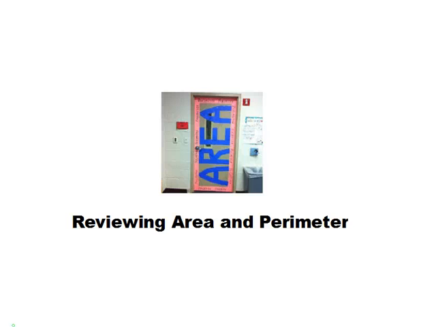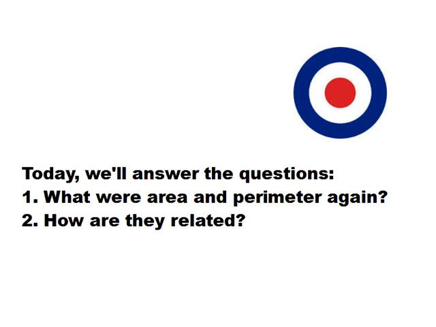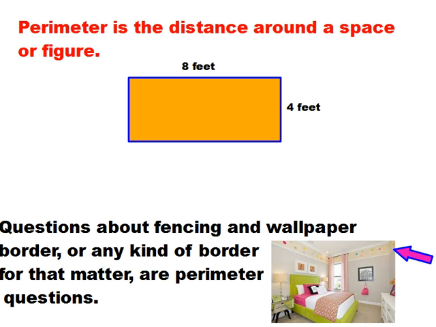Alright, today we are reviewing area and perimeter. It was a skill you learned in the 4th grade. And today we're answering the questions, what were area and perimeter again, and how are they related? Well, you'll remember that perimeter is the distance around a space or around a figure. You'll need to jot that information into your notebook, and then let's take a look at this figure.